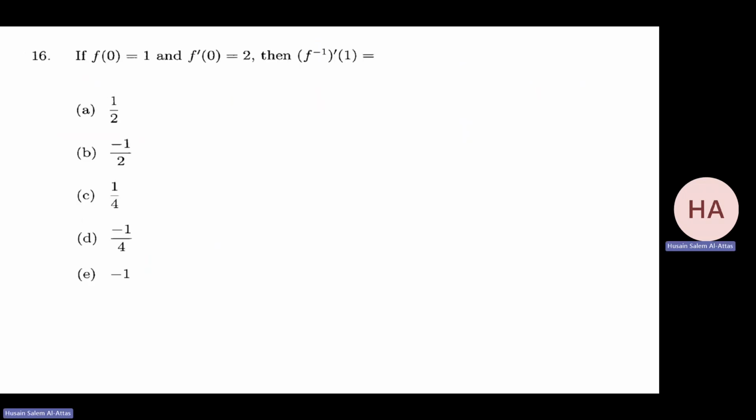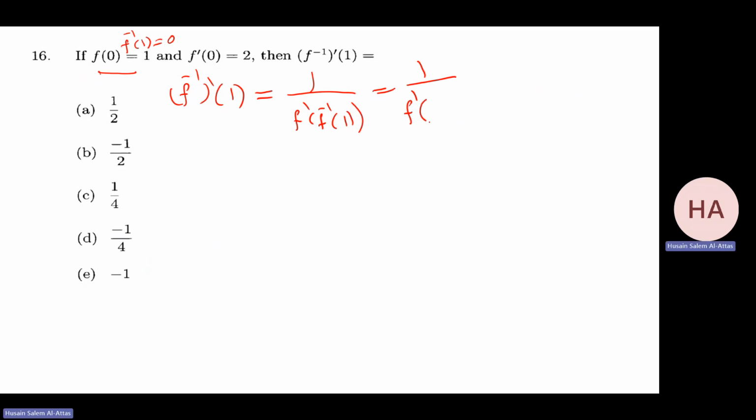Okay, same thing. This means f inverse of 1 equals 0. So I have f inverse prime at 1. Continue the formula, 1 over f prime at f inverse at 1. That is 1 over f prime at 0, which is 1 over 2. So that will be the answer.